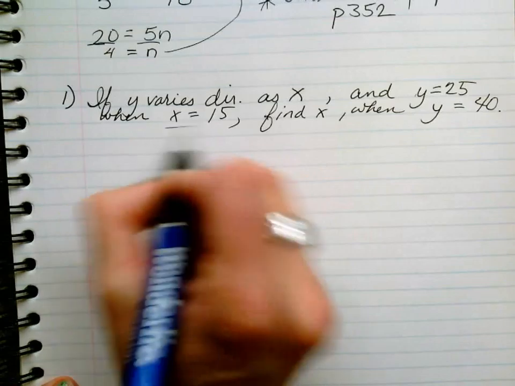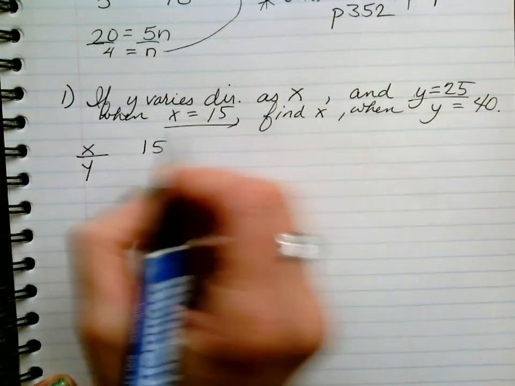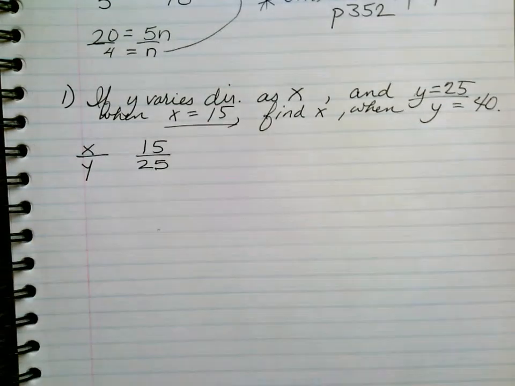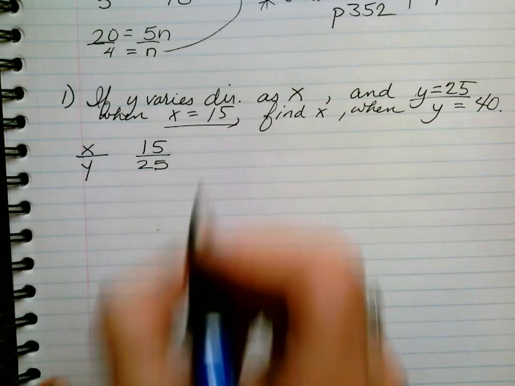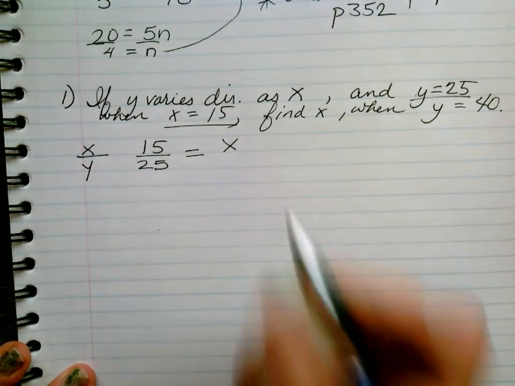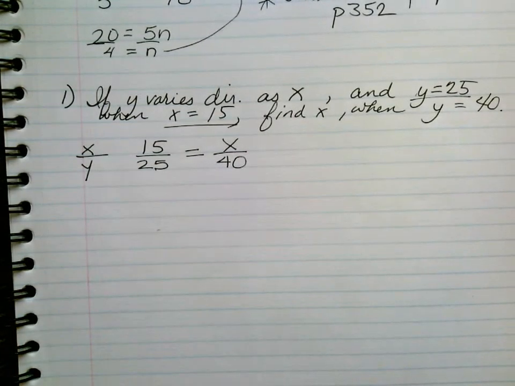So they're telling me when x is 15, y is 25, right? And they want me to find x when y is 40. Is that easy enough for us, right? You can do it two ways. You can multiply 15 by 40 and divide by 25, which is the way I have always done it.